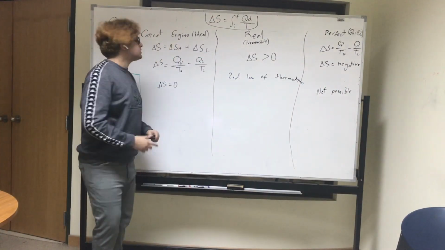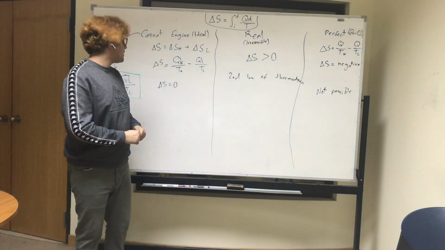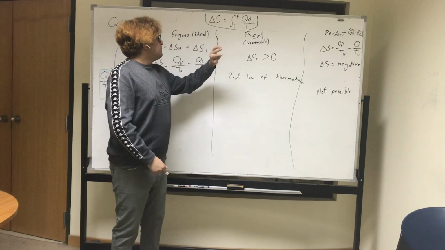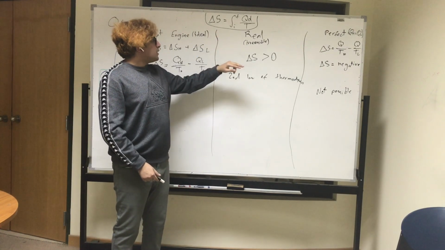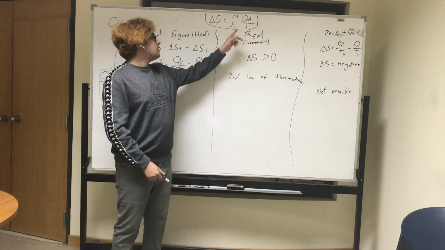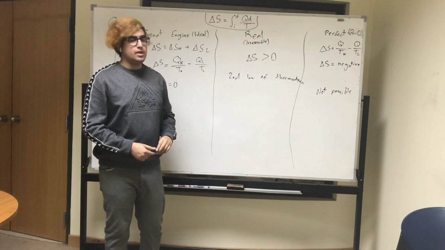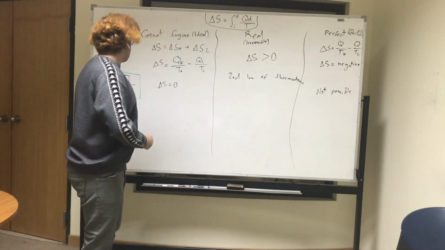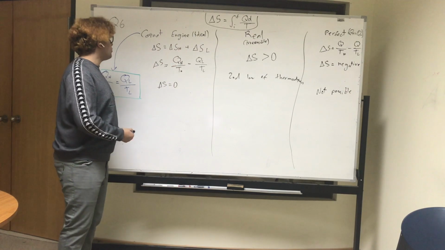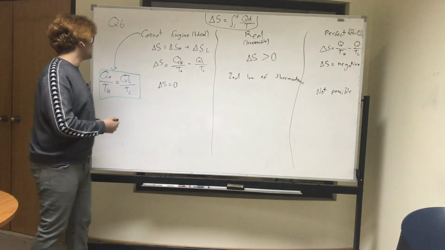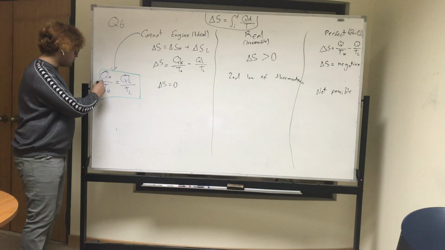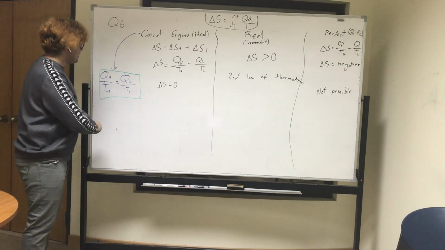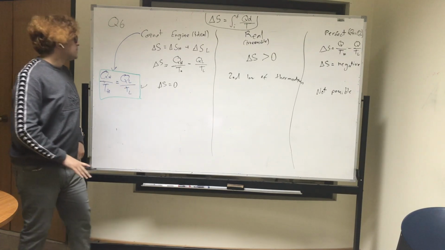All right, guys. So question number 6 tests you on the second law of thermodynamics and your understanding of this equation: the change in entropy, which is equal to the integral of dQ over T, where Q is the heat and T is the temperature. For Carnot engines, there is a condition: QH over TH is equal to QL over TL. This is true for all Carnot engines.